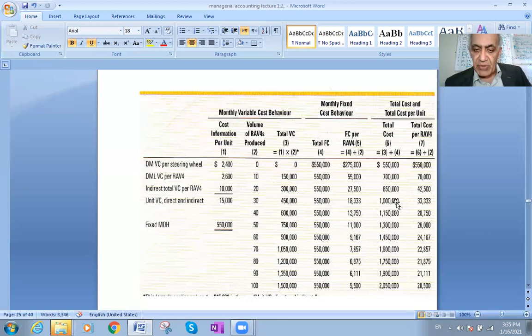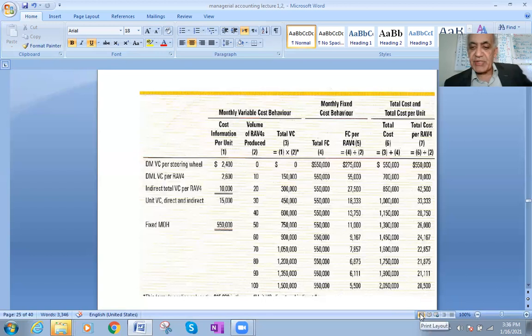100,000, the total cost divided by the number of units, 30, 33.333, and so on. Same for the rest of the column. Everything as the way we did. As example, this one, 2,050,000, divided by the number of units, which is 100 units here, will give me the cost: 20,500.